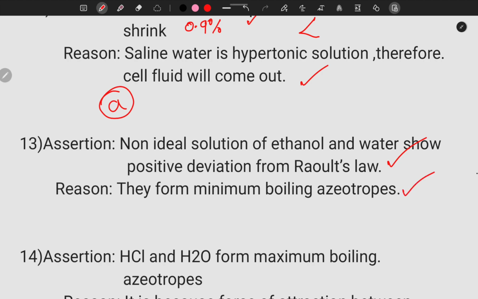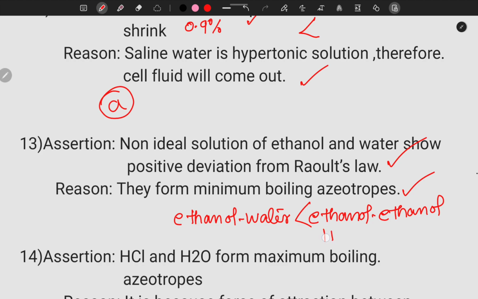But reason is not the correct explanation of assertion because the reason given is about ethanol-water interaction. Ethanol-water interaction is weaker than ethanol-ethanol and water-water interaction. This is the correct reason. So both statements are correct and reason is not the correct explanation of assertion. So our option is option B.